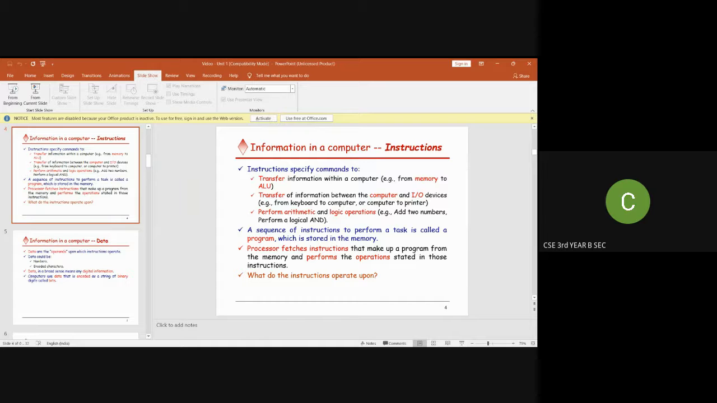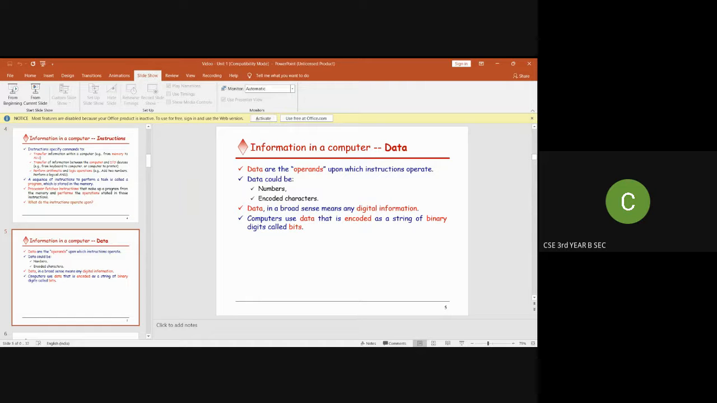All these instructions must operate on something that is called data. So all the given instructions are to be operated on some data. Data are the operands upon which the instructions can operate. A data could be a number or encoded characters, and it should be digital information. So a computer uses data that is encoded as a string of binary digits. We will shortly call it a bit. This binary digit, we will simply call it a bit.